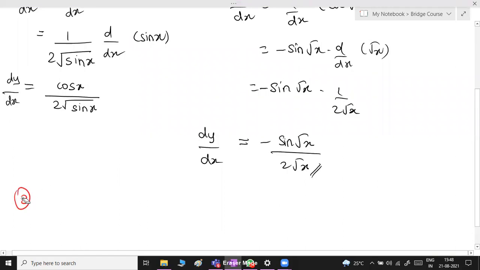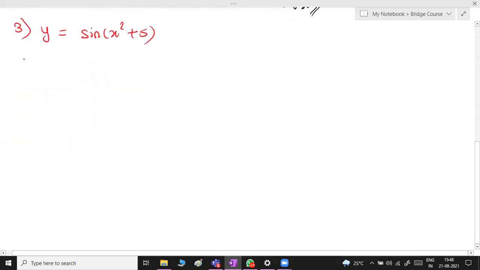third question. What is the third question? You can take sin y is equal to sin of x square plus y. So basically you need to differentiate this function. We need to find dy by dx, so dy by dx is equal to d by dx of sin of x square plus y. Now here, in place of x, what is given to me, x square plus y.